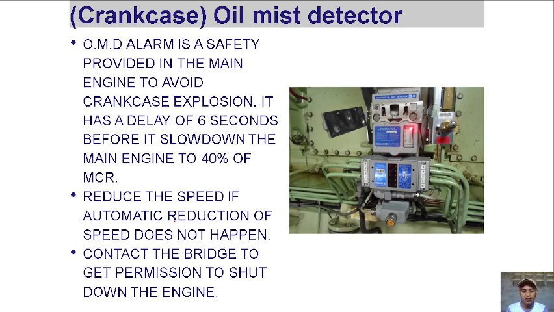Another one is the oil mist detector. So the oil mist detector alarm is a safety provided in the main engine to avoid crankcase explosion. So it has a delay of 6 seconds before it slows down the main engine to 40% of MCR. Bakit may delay? So delay is used baka nagkamali lang siya, nag-sense lang siya ng 1 second tapos hindi pala, tapos bumalik sa normal yung kanyang oil mist, bumaba ulit. So hindi mo muna slow down yung makina. Pero for 6 seconds na tuloy-tuloy na, ganun talaga kataas yung oil mist na na-detect niya, automatic magbibigay na siya ng signal sa main engine na mag-slow down.